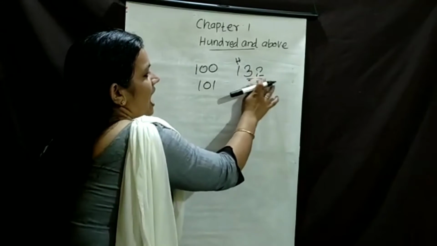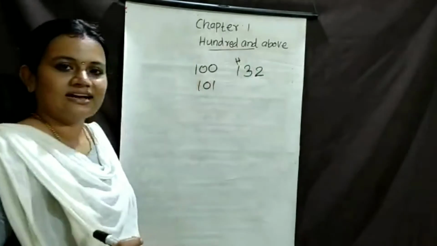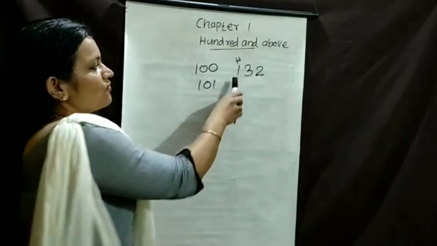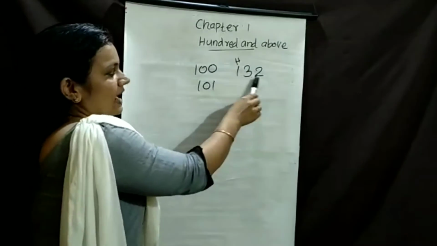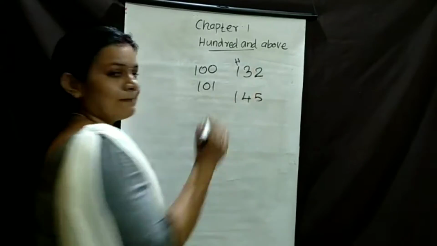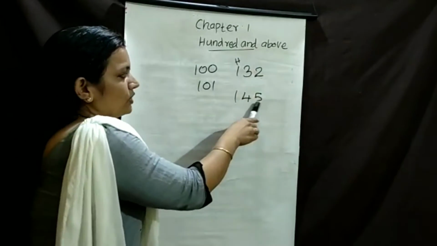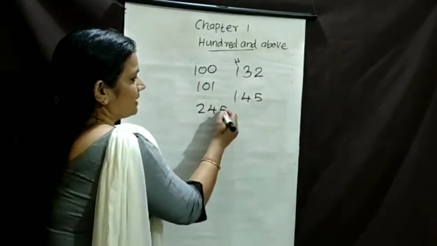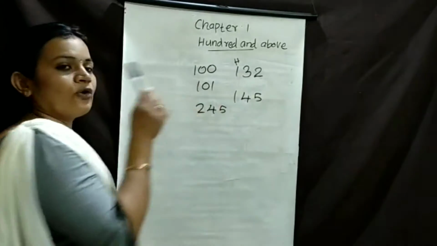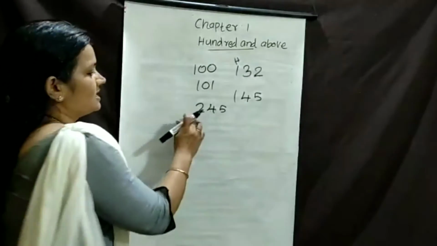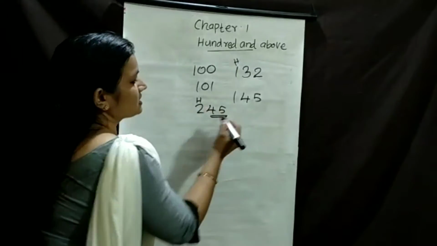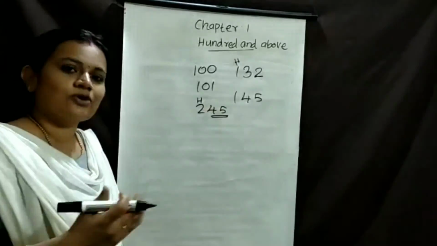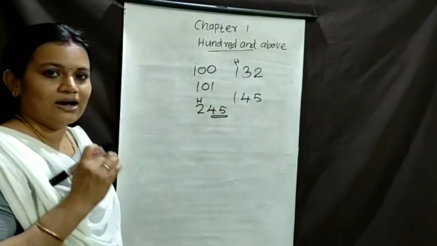132. Then we read the first digit with 100, and then you read the rest of this 3-digit number. 132. Then read this number. 145. Then how to read this number? 245. Then you read the first digit with 100, then the last 2 digits you read together, the way you read a 2-digit number.